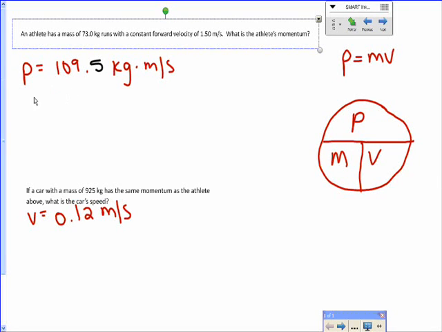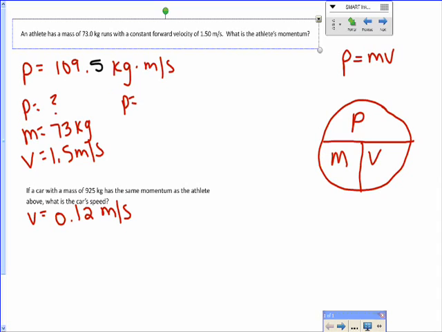Now, for this first one, an athlete has a mass of 73 kilograms running with a constant forward velocity of 1.5 meters per second. What is the athlete's momentum? And remember, we always write out the variables to tell us which one we have and which one we don't. It said, what is the momentum? So we know we're looking for it. The mass was 73 kilograms. The velocity was 1.5 meters per second.